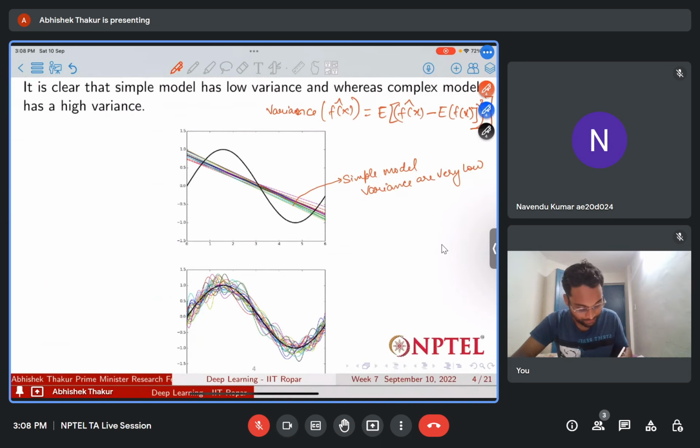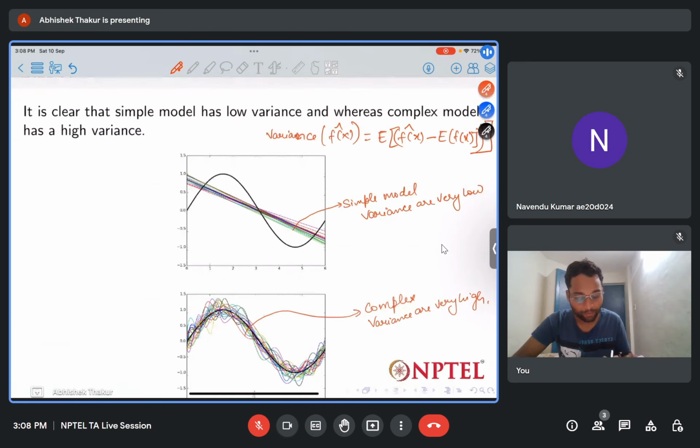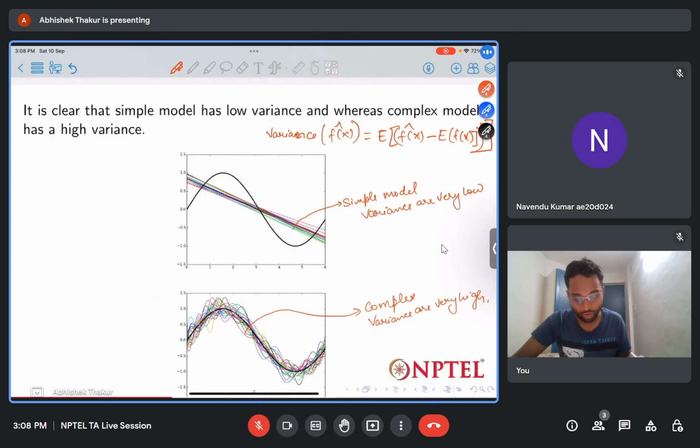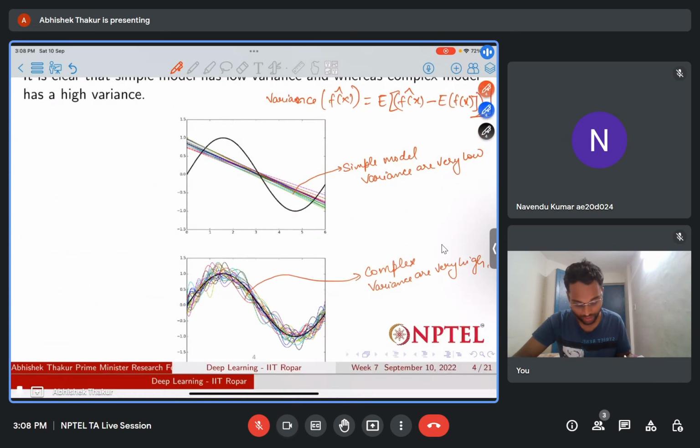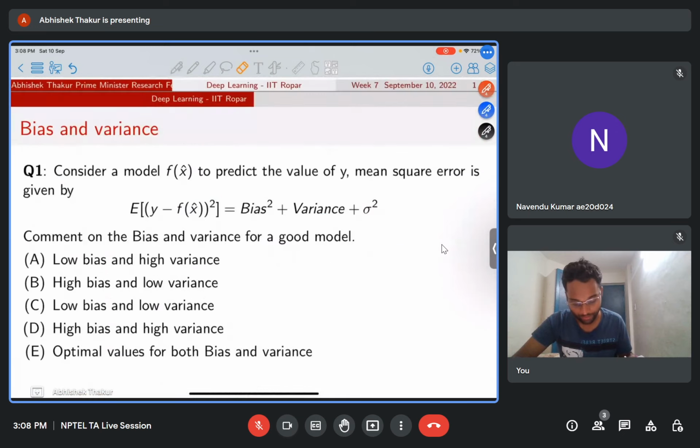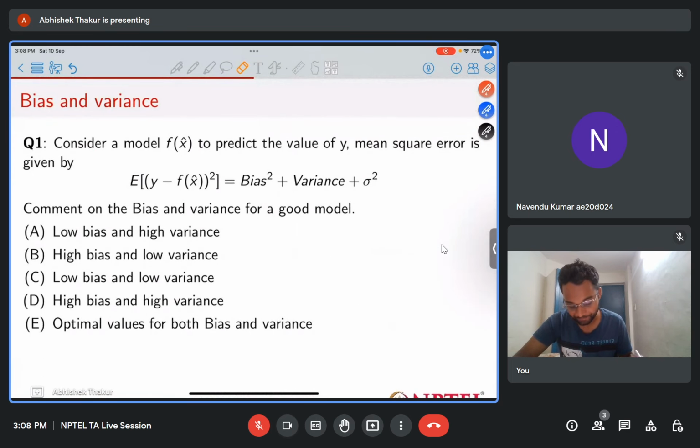But in the complex model, you can see that for some changes in the data points, the variance is very high. So it is clear that a simple model has low variance, whereas a complex model has high variance. Now we'll solve the first question based on these concepts.